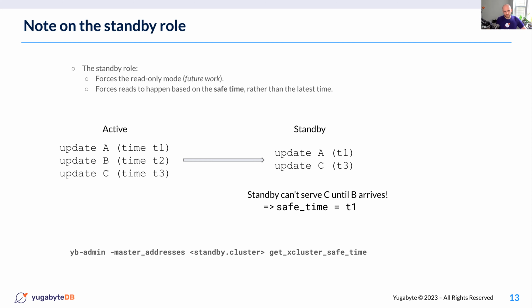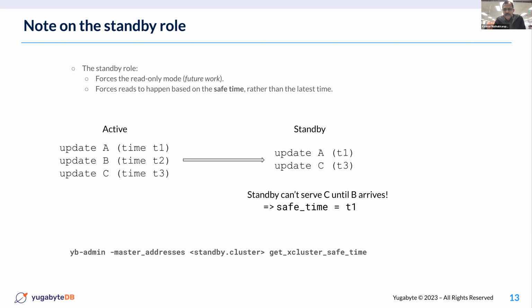So if you have multiple updates happening on the active cluster, they can come to the standby in a different order. For example, if you have updates A, B, and C, you can have a point in time where the standby received only A and C, right?